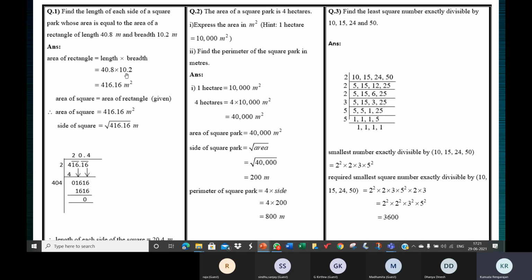So see the first one here. Find the length of each side of a square whose area is equal to the area of a rectangle of length 40.8. Last class I started this. You remember? Yes, ma'am. But we didn't finish this, right?